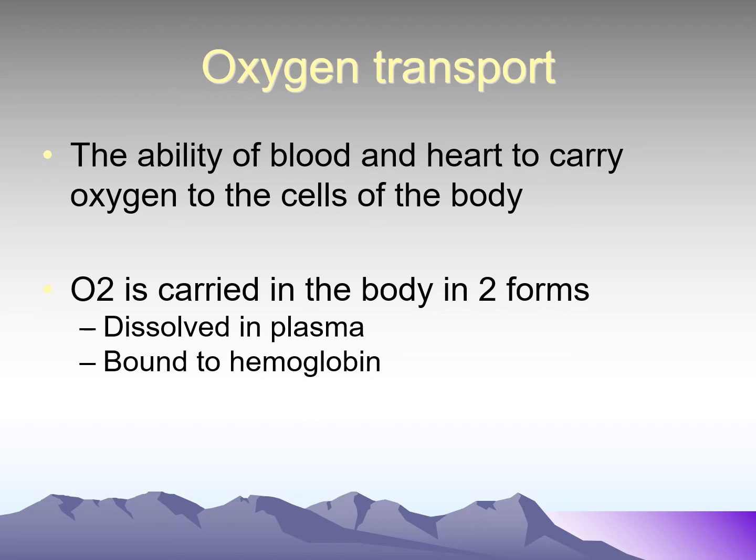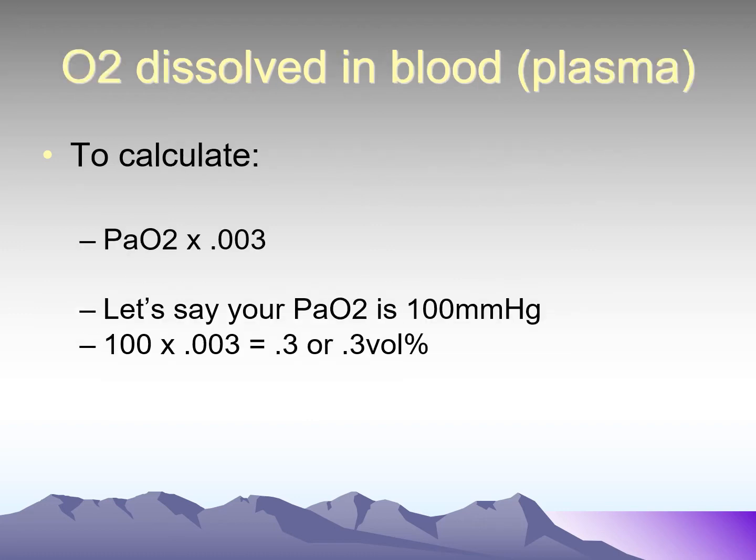Okay, so talking about the oxygen dissolved in plasma or in the blood, that again is the smallest part. That's where we take our PaO2 and multiply it by 0.003, and that gives us a volume percent. The atmospheric pressure allows oxygen to diffuse from the alveoli into the pulmonary capillaries, where it dissolves in the plasma. So the PaO2, the partial pressure of oxygen, is only a small part of how oxygen is transported.